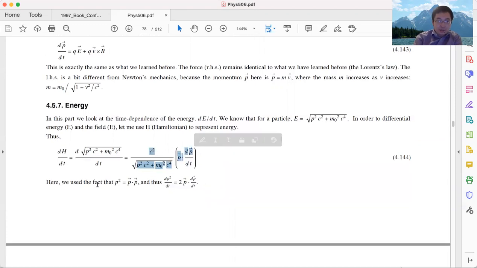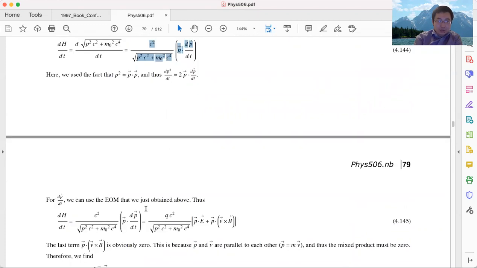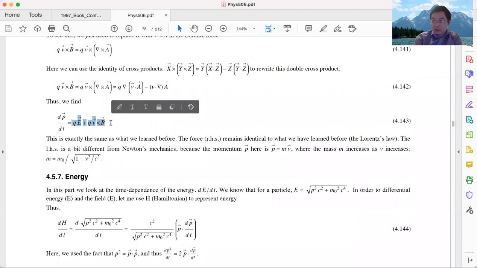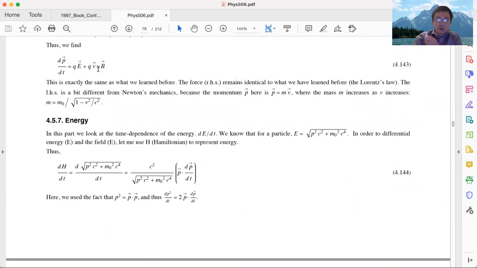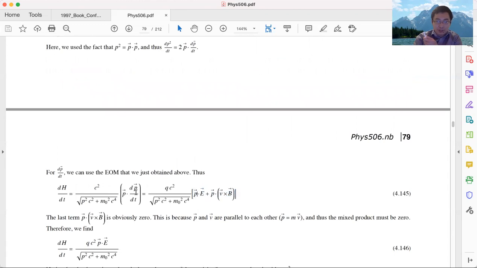Okay. And here we use the fact P squared is P dot P. So this is the time derivative of energy. And once we know the time derivative of energy, notice that there is a dp/dt here. And what is dp/dt? dp/dt we just figured out. It's this guy. This is my equation of motion. So I replace dp/dt with this Lorentz force, electric force plus magnetic force. And we still have P dot this guy: P dot electric force, P dot magnetic force.